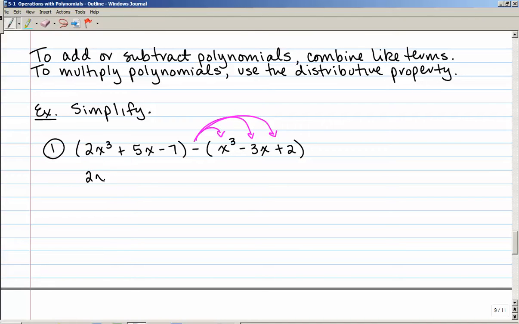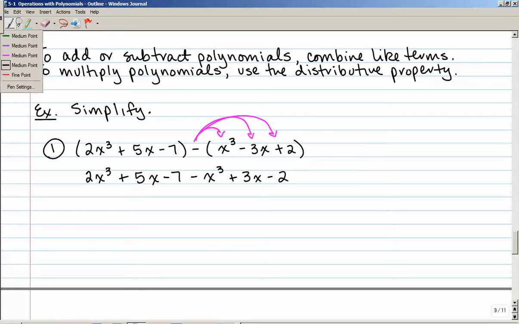So I'm going to rewrite this. 2x cubed plus 5x minus 7, and I need to do minus x cubed minus a negative 3x, which is plus 3x, and minus 2. Now I can combine like terms. Use colors if you like. So there's my cubes. There's my plain old x's. And there's my plain old numbers.